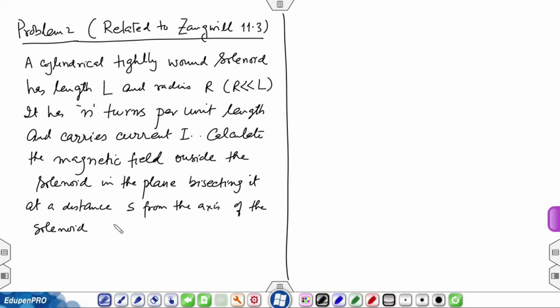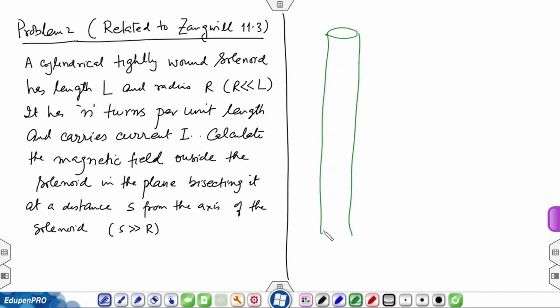And you are given that s is much greater than r. So, what this problem is asking you is, there is a solenoid of radius r, a long one. I am looking at the bisecting plane of this solenoid. Its length is L. So, let us take this plane to be the xy plane or z equals 0 plane.